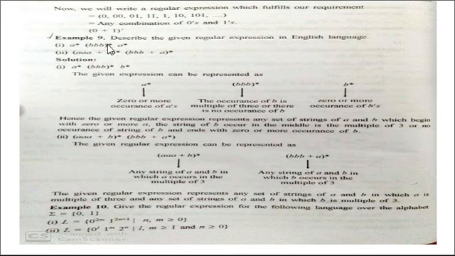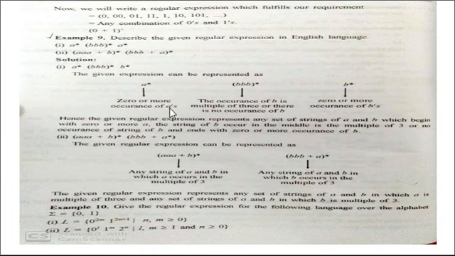So see here, what is this? Describe the given regular expression in English language. The first problem is a closure, triple b whole closure, and a closure. So we have to decide first what is a closure and what is triple b whole closure. Here a closure means zero or more occurrences of a.